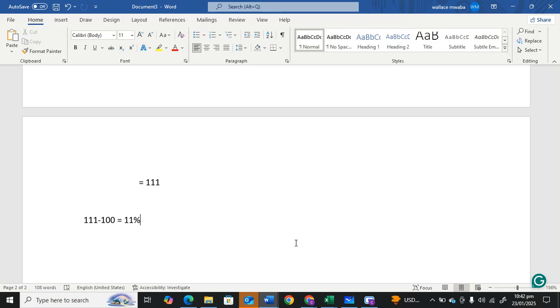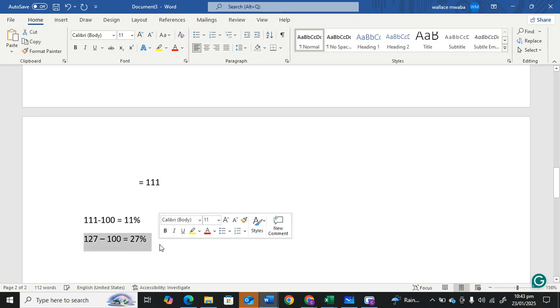If the GDP deflator was, let's say, 127, when you subtract the base year, 127 minus 100, that gives you a 27% inflation rate. This is the inflation rate that we have tabulated here. So in this case, from 2006 to 2007, the inflation rate was 11%. That's how we interpret this in equations.